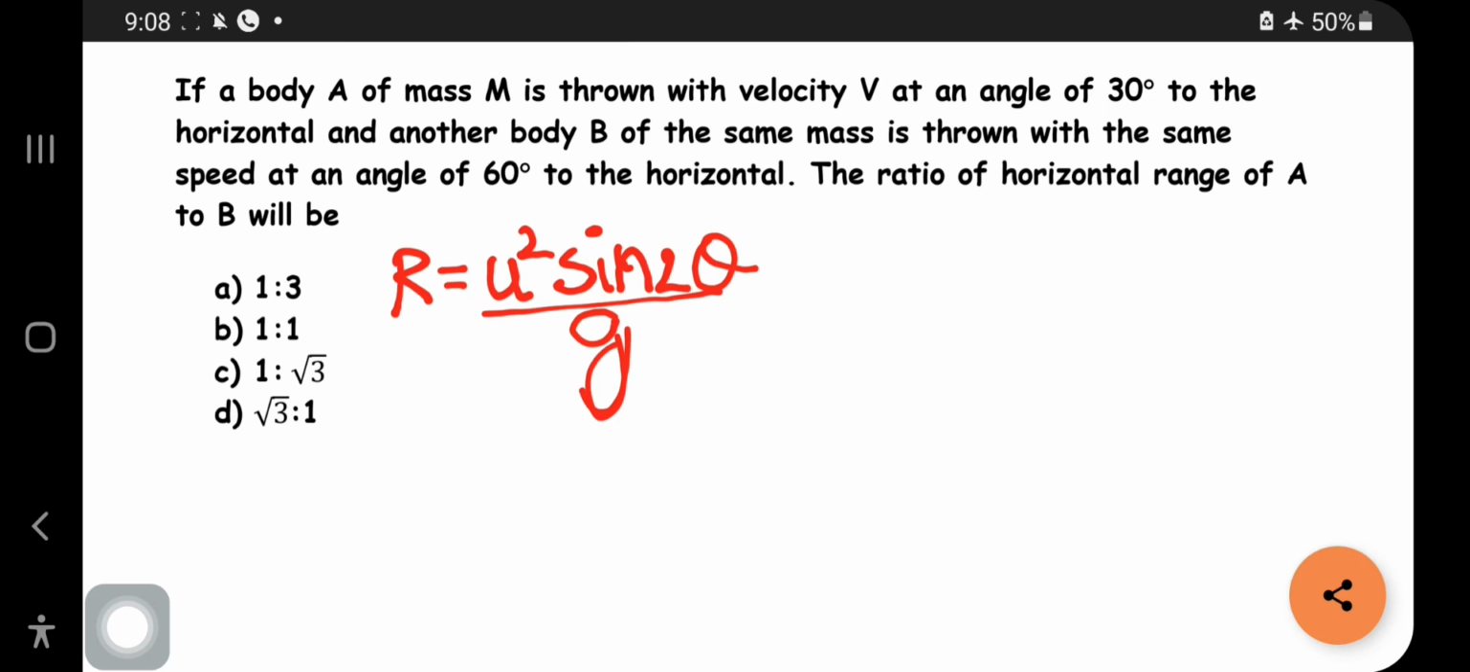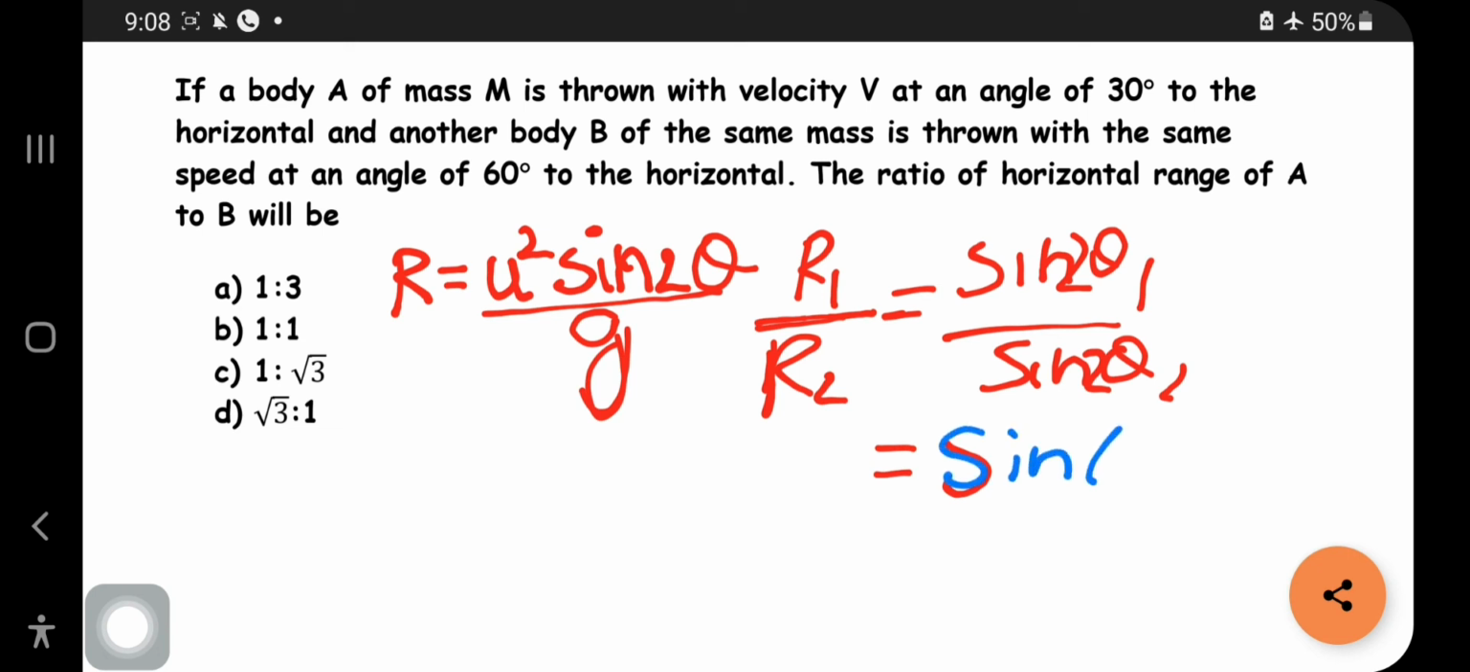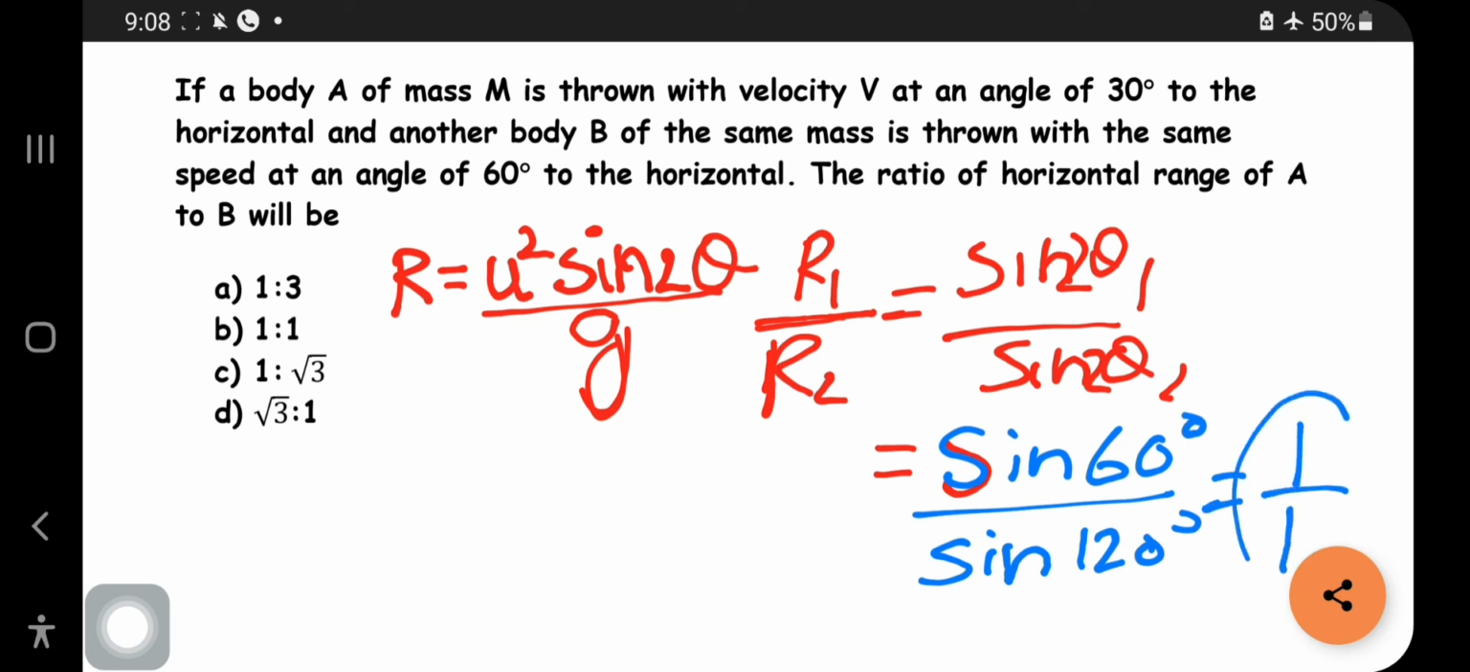So here everything is same, u square is same, g is same, so we should make it as R1 by R2 equal to sin 2 theta 1 by sin 2 theta 2. So you will get sin 60 degree by sin 120 degree. 120 degree can be written as sin of 180 minus 60 degree. It will be sin 60 degree. It will be 1:1.